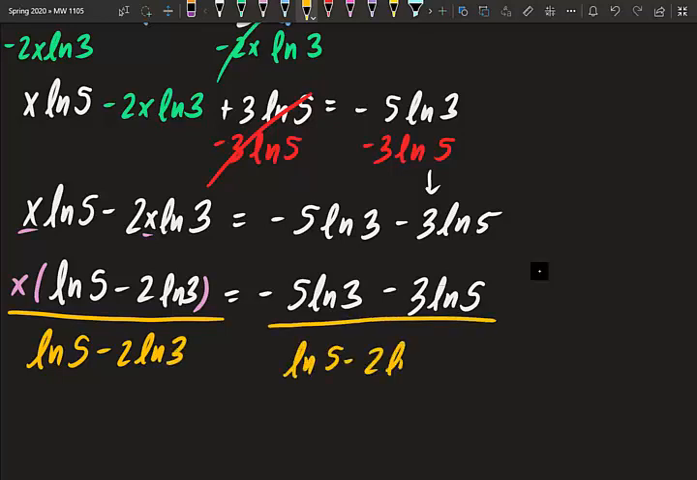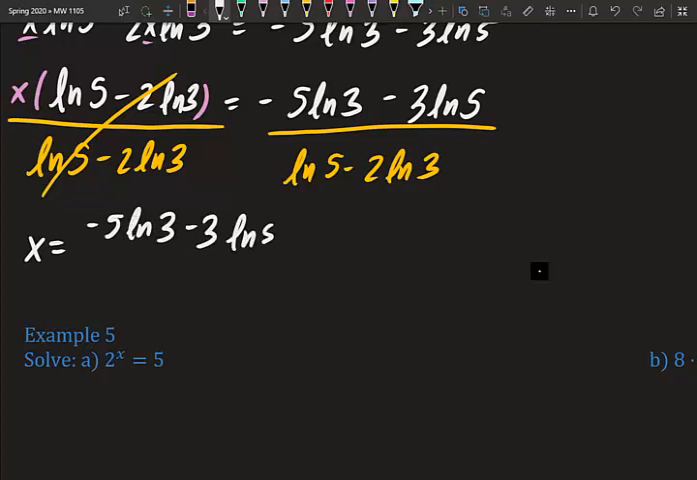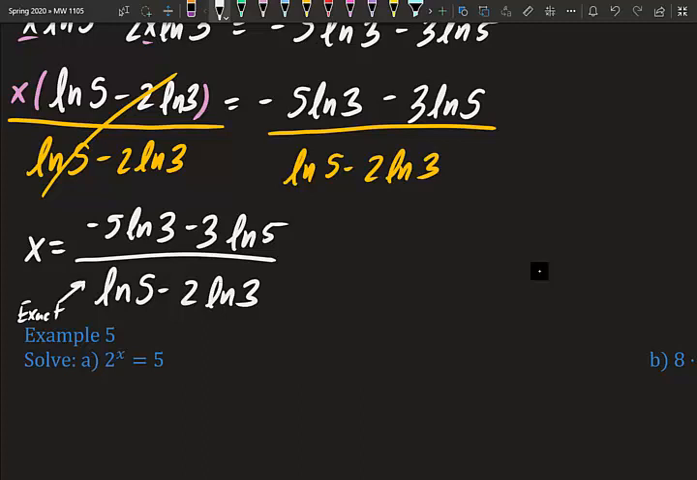And when we do, we finally have x. We have x equals negative 5 ln 3 minus 3 ln 5 over ln 5 minus 2 ln 3. That's the exact answer. Let's do approximate. So I'm actually going to show you how to plug this into your calculator because it can be pretty tricky. All right, let me switch screens.